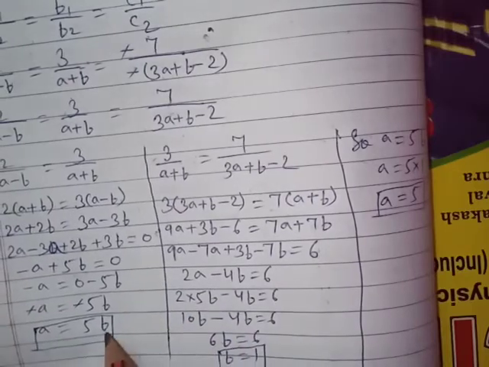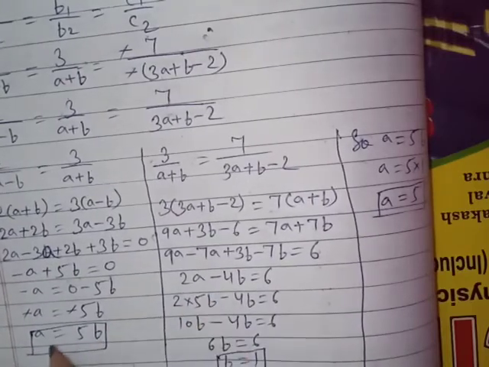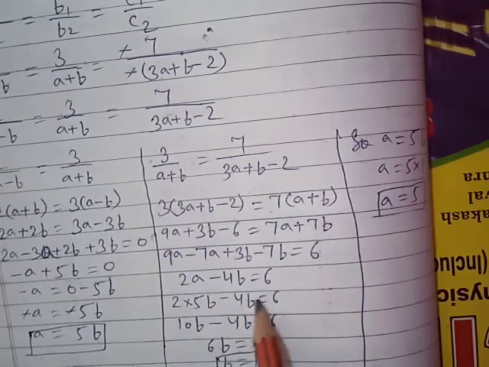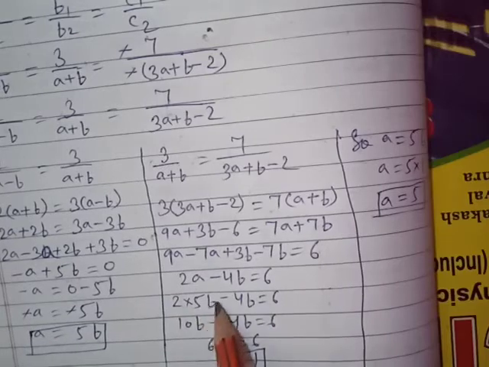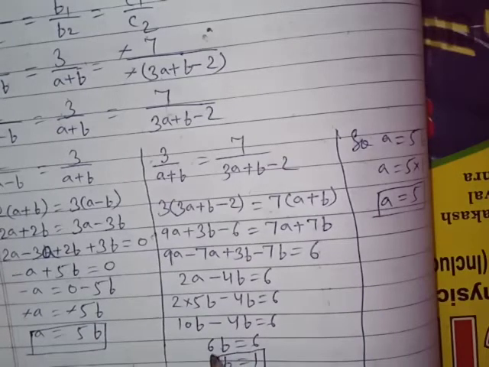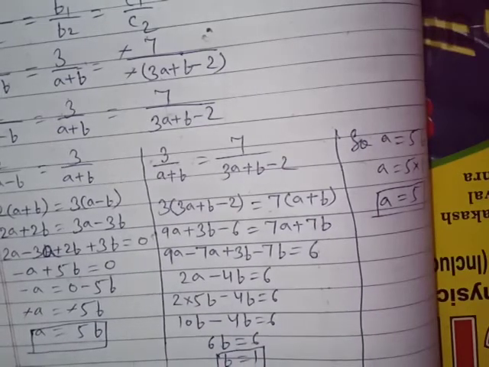Put the value of a equal to 5b in here, so 2 into 5b minus 4b equal to 6. 2 fives are 10b minus 4b, 6b equal to 6, b equal to 6 upon 6, which is 1.